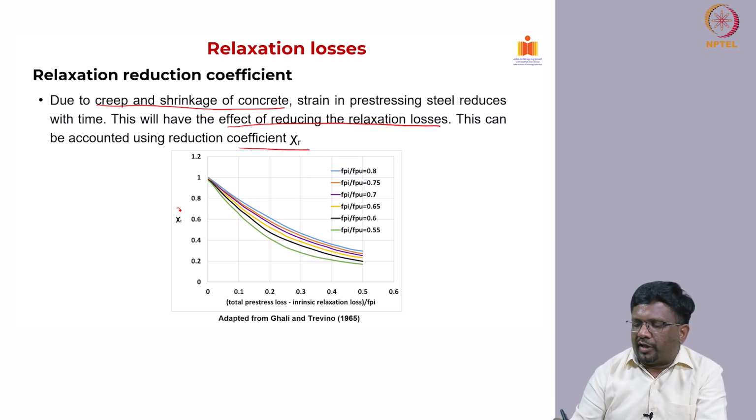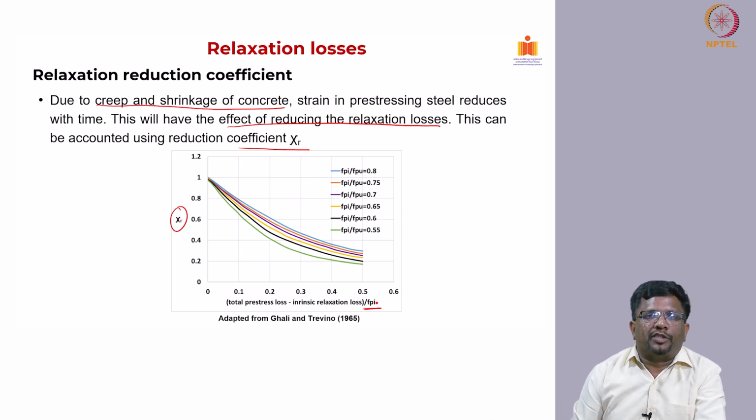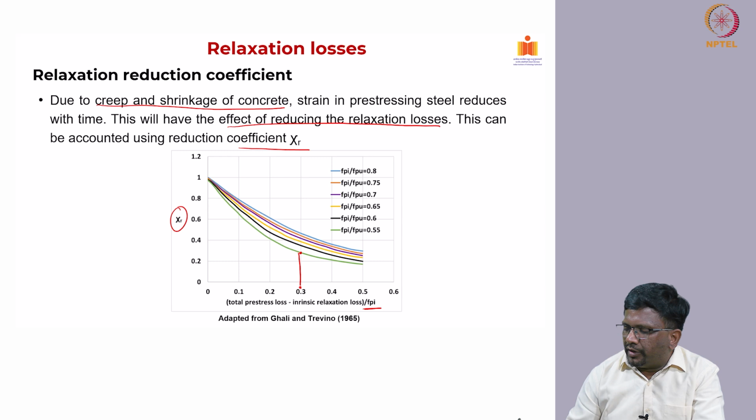So, in the y axis I am plotting this reduction coefficient, and in the x axis I have the total pre-stress loss minus the intrinsic relaxation loss divided by FPI, and we know FPI is always the initial pre-stress, and typically we take it at 75% of your characteristic strength. So, if you look at this curve for a particular value of x, let us say at 0.3, you see here that the reduction coefficient is going to be about 0.32 or so, when this value is high.